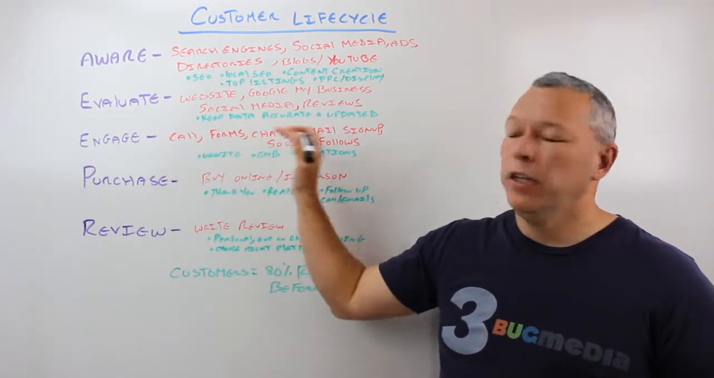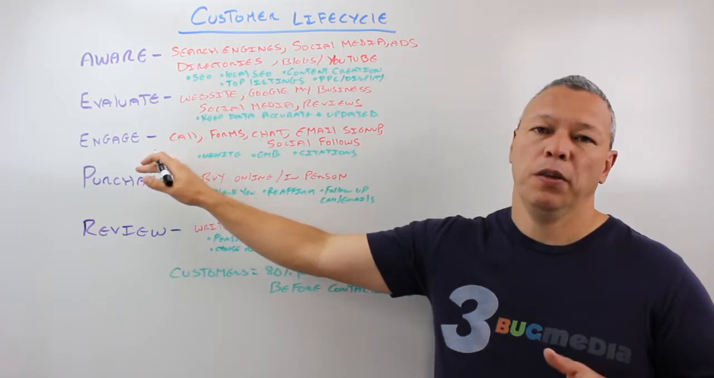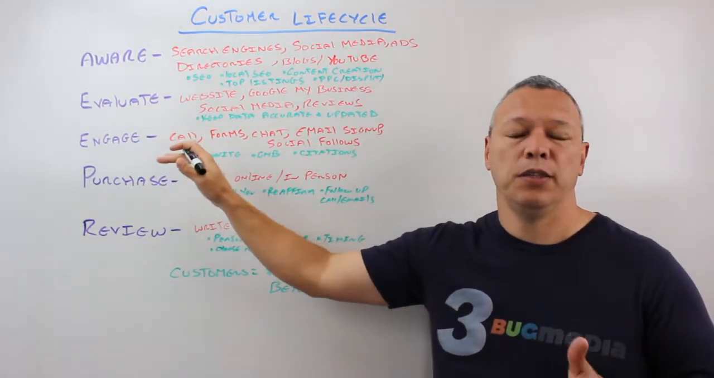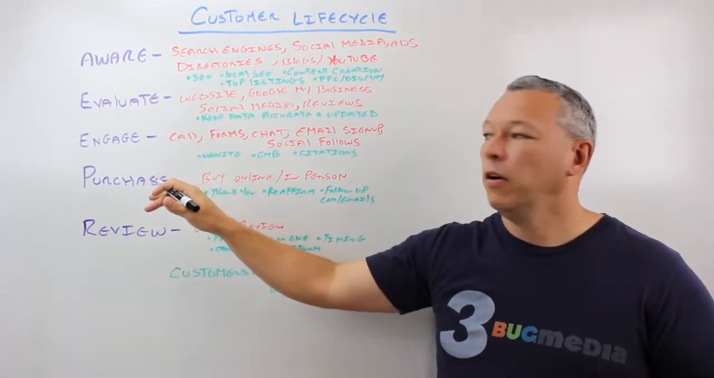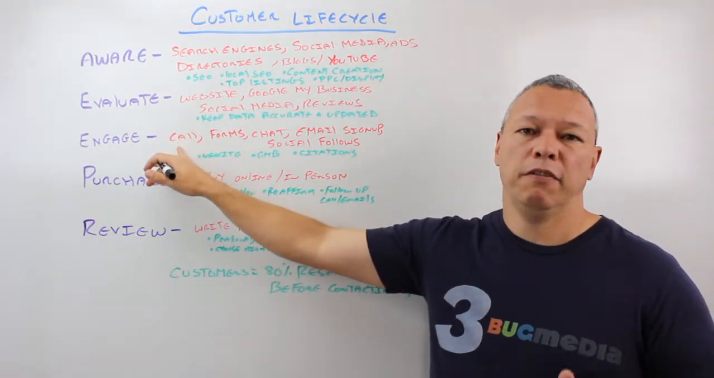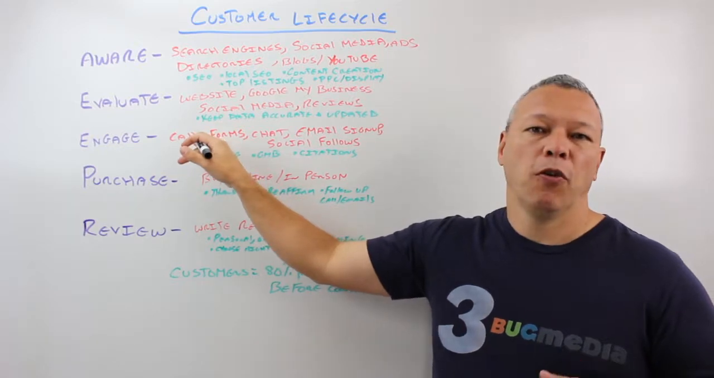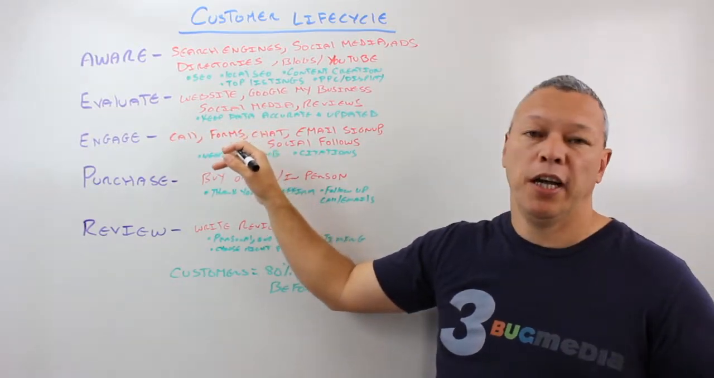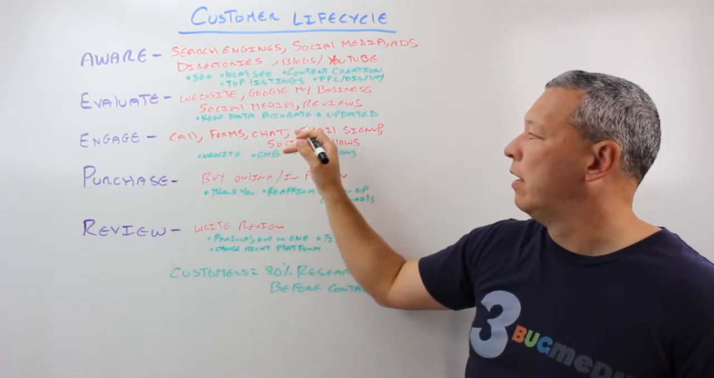So at this point, they're going to reach out to you. The most important thing to know with this, besides making sure your data is accurate, is that you have easy ways for people to contact you. Okay, your phone number's easy to find. You have multiple forms on your website where people can easily fill out a form and reach out to you. Maybe you have chat or something like that, maybe a chat bot.